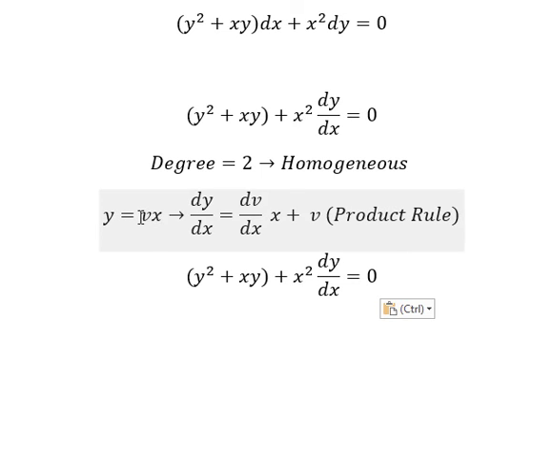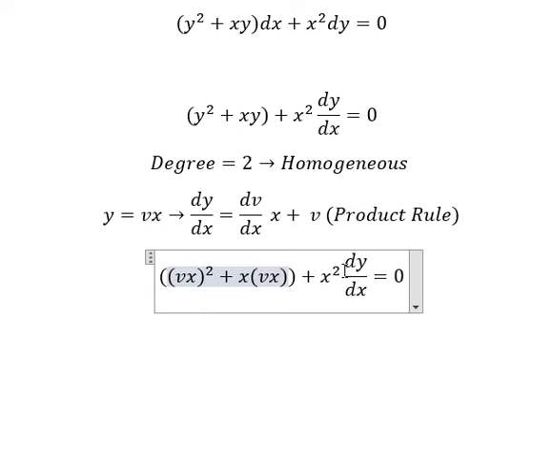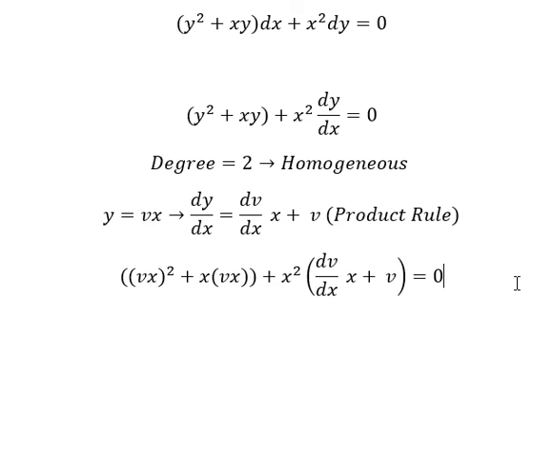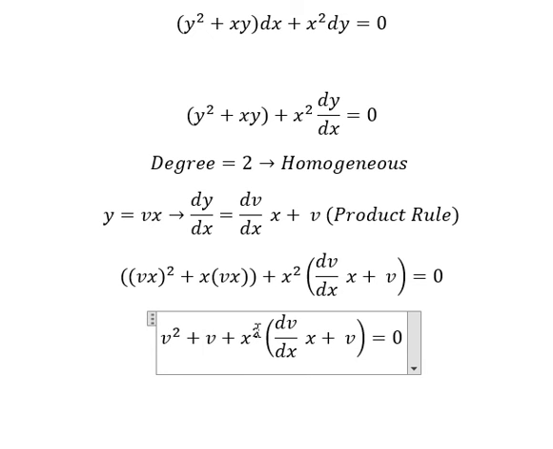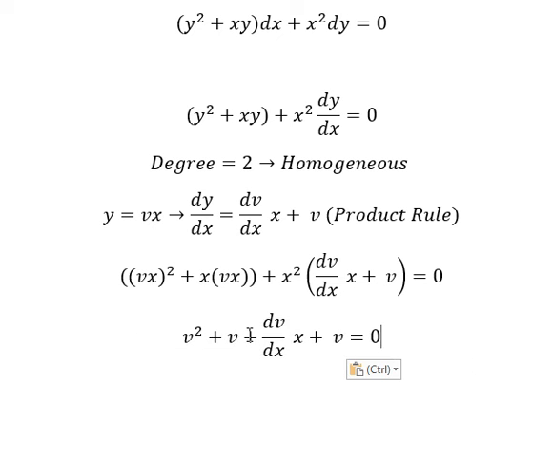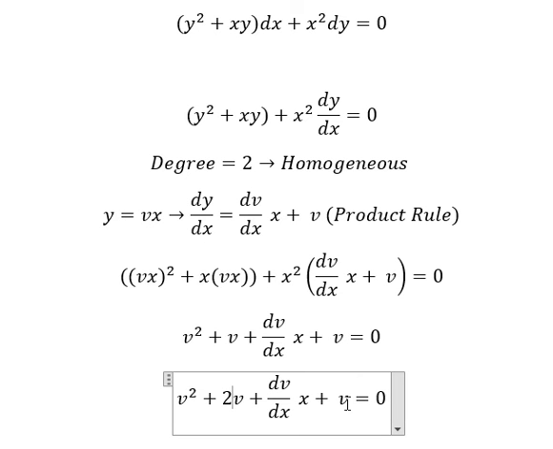So y we change for vx. dy over dx, that is about this one. Next, we need to simplify x squared for both sides. Next, v and v, we have 2v.